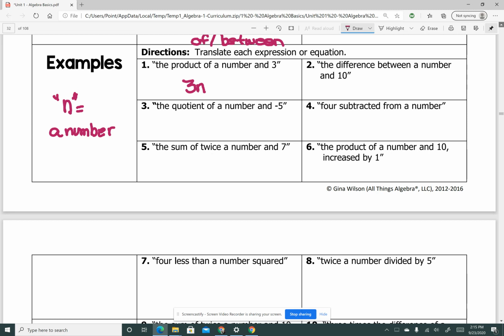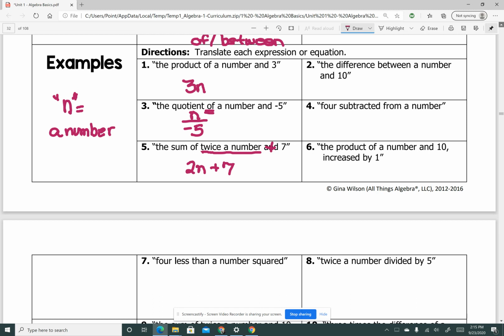When we have the quotient of a number and negative 5, that's a fraction and we're dividing. And notice the word of there. In number 5, we have the sum of twice a number and 7. So we have to think about that twice a number and 7. That would be 2n plus 7.